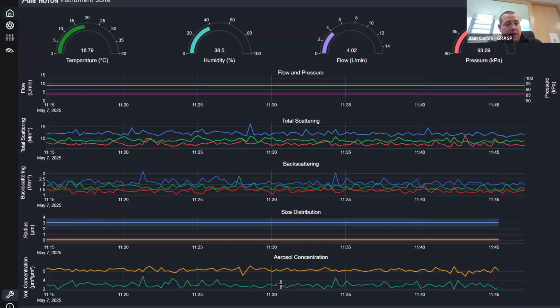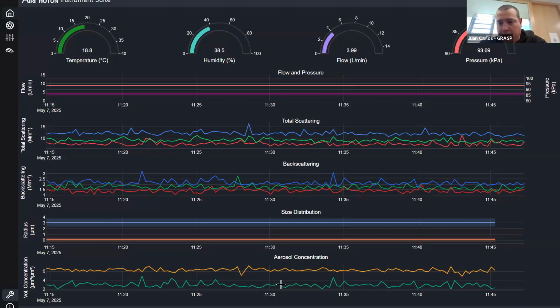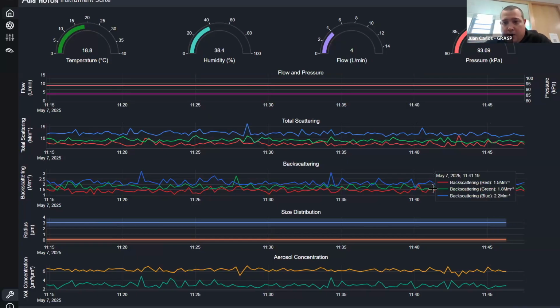The idea behind this software is that it is multi-platform for any operating system, and with GRASP integrated to process the nephelometer data. This is right now in real time, one nephelometer that we have here in the office in Spain.